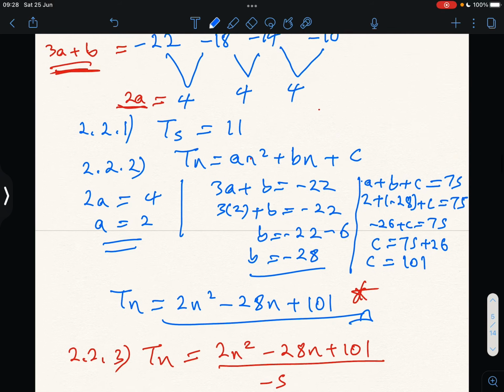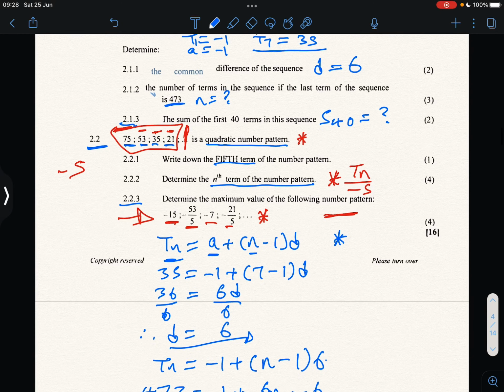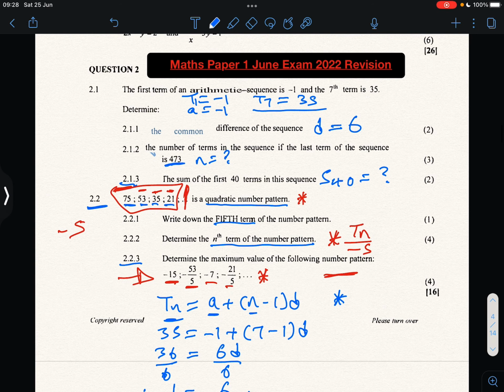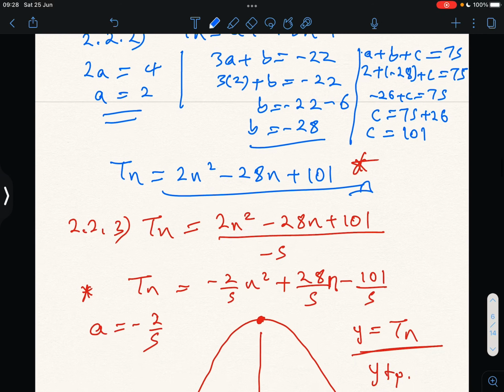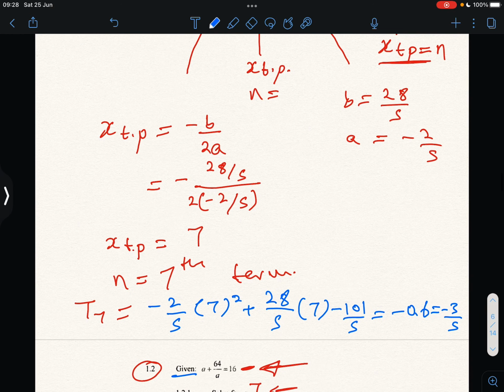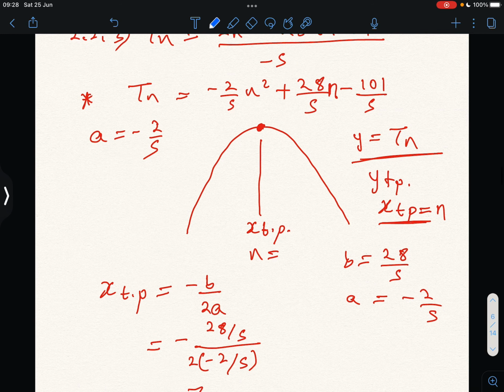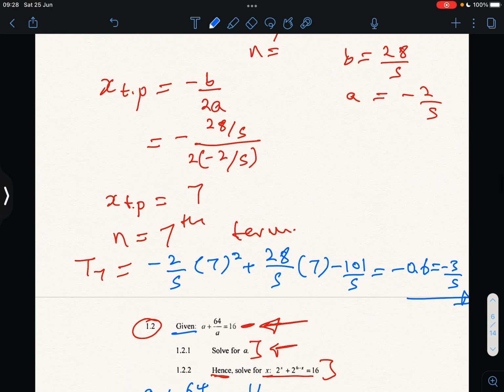So we are done. That was the last question here, Question 2, arithmetic and quadratic sequences. There is the answer: negative 3 over 5 is the maximum term value of the sequence. So this is where we find the coordinate, it's 7 and negative 3 over 5.